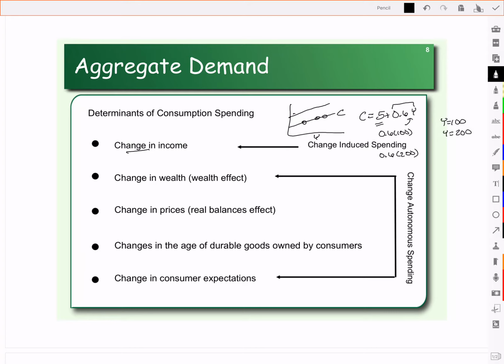So let's talk about what changes the autonomous consumption spending. When it comes to changes in autonomous consumption spending, we have 4 things that change autonomous consumption spending. So let's take a look at them. The first is the wealth effect. When we talk about wealth, we're talking about the sum of all of our valuable assets minus liabilities. So what do we still owe on it?